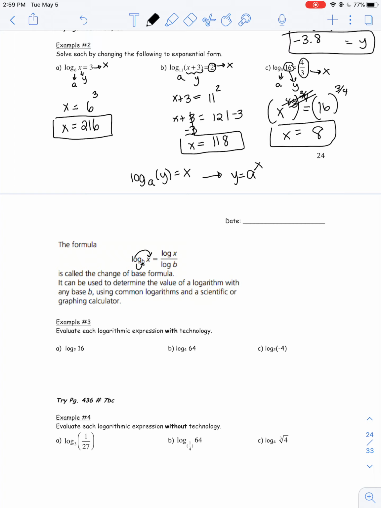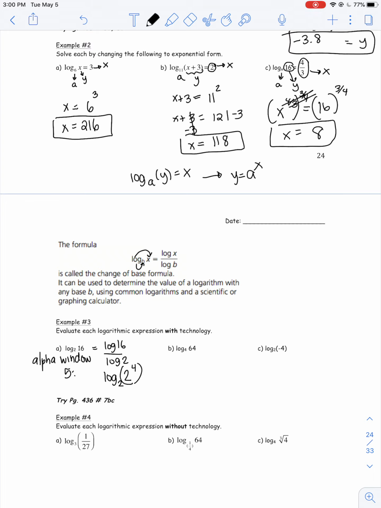So this is the change of base formula. So I just want to show you how that works. So what we're doing is we're writing log of x divided by log of b. So in this case, we can write it as log of 16 divided by log of 2. Now, if we want to evaluate this expression with technology, how we put this into our calculator, we just want to press alpha window number 5. Okay, so alpha window 5.